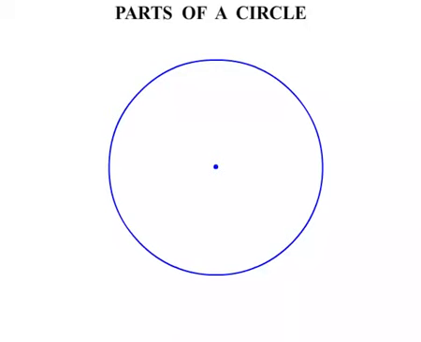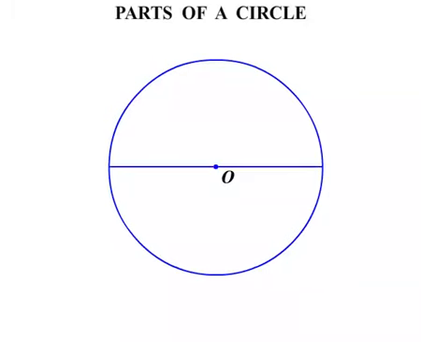In this lesson we take a look at the parts of a circle. So there's our circle there. The dot in the middle there shows the centre, and it's often marked as O. Now a line that goes through the centre and goes from one end of the circle to the other is known as a diameter. A line from the centre to the outside is known as a radius.